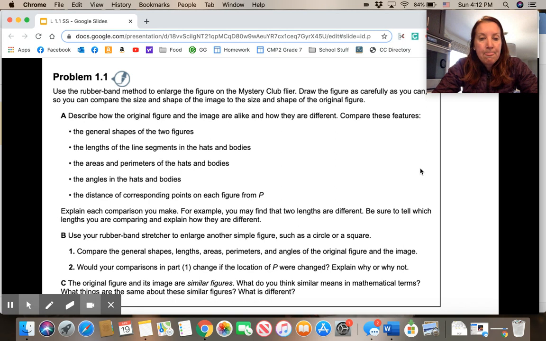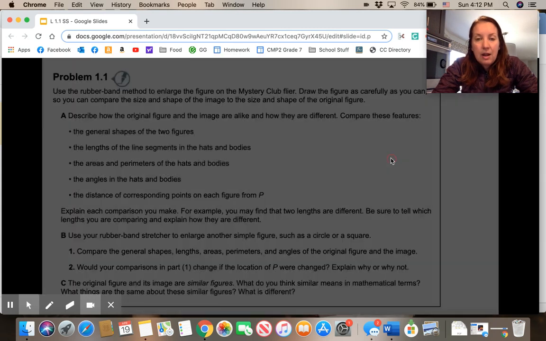Why or why not? Question C says, the original figure and its image are similar figures. So the original is the original, the image is the thing you made. What do you think similar means in mathematical terms? What do you think similar means? What things are the same about these figures and what things are different? Okay, so remember in the beginning of the unit, we have a lot of new information. Things might seem confusing, but it all starts to come together as we continue.